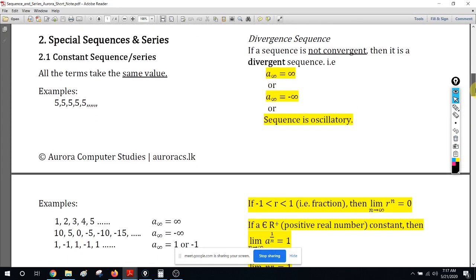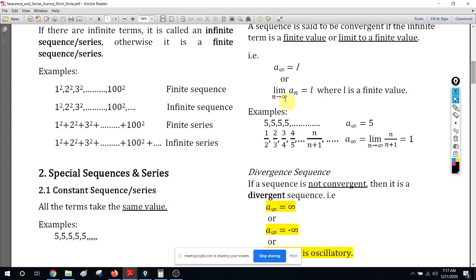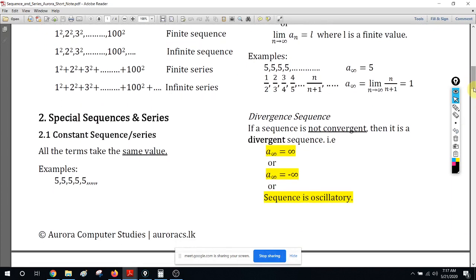So then, if a sequence is not convergent, we say that sequence is divergent, right? So how to define a divergent sequence? If a sequence's infinite term reaches a finite value, or its limit is a finite value, it is convergent. If a sequence is not convergent, then it is said to be a divergent sequence. Now let's see what the possibilities of a divergent sequence are.